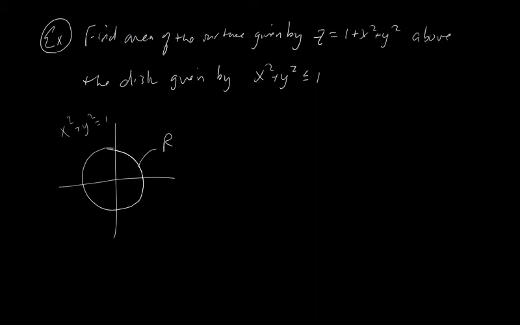So the upper half of that would be y equal to the square root of 1 minus x squared. And the lower portion would be y equal to the negative square root of 1 minus x squared.